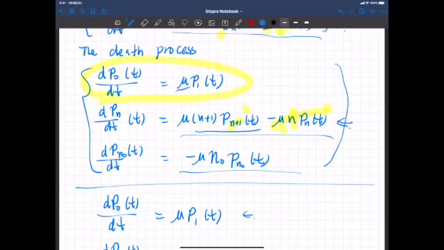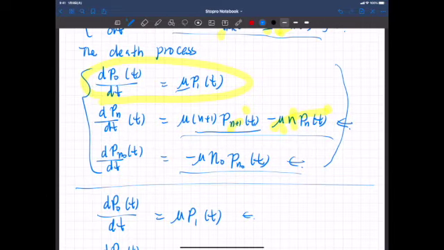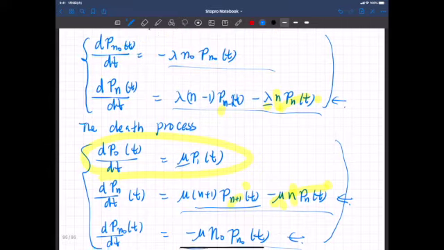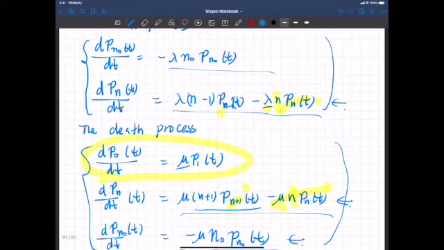And what about the initial population size? This one and this one.